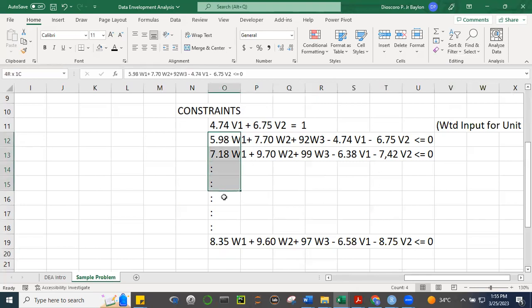So there should be 12 constraints like this, and one constraint for this one, that the weighted efficiency for unit number 1 should be equal to 1. This is the weighted efficiency for unit 1. V1, V2. Let me pause for a while. Any questions?